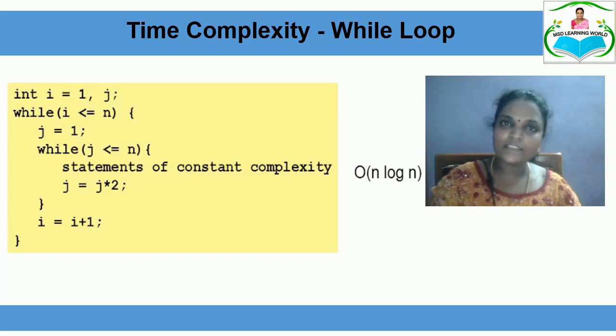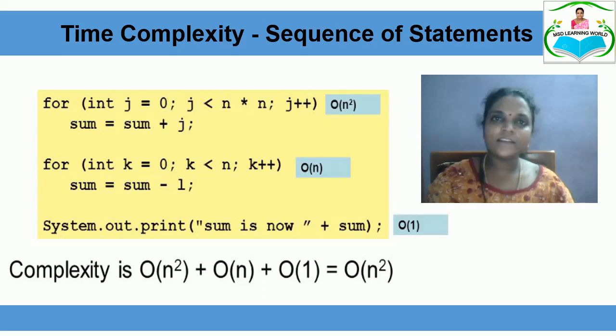So, when we see the time complexity of the outer for loop as order of n and the inner for loop as n by 2, n plus n by 2 is nothing but the time complexity of order of n log n. Let us see the time complexity for a sequence of statements.